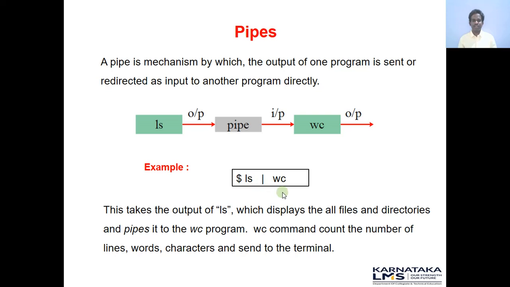Example, ls pipe symbol wc. Here the output of the ls command is sent to the wc command through the pipe. The wc command accepts that input and counts the number of lines, number of words and number of characters. The result is sent to the terminal. That is, it takes the output of the ls command, which displays all files and directories, and pipes it to the wc command. The wc command counts the number of lines, words, characters and sends them to the terminal.